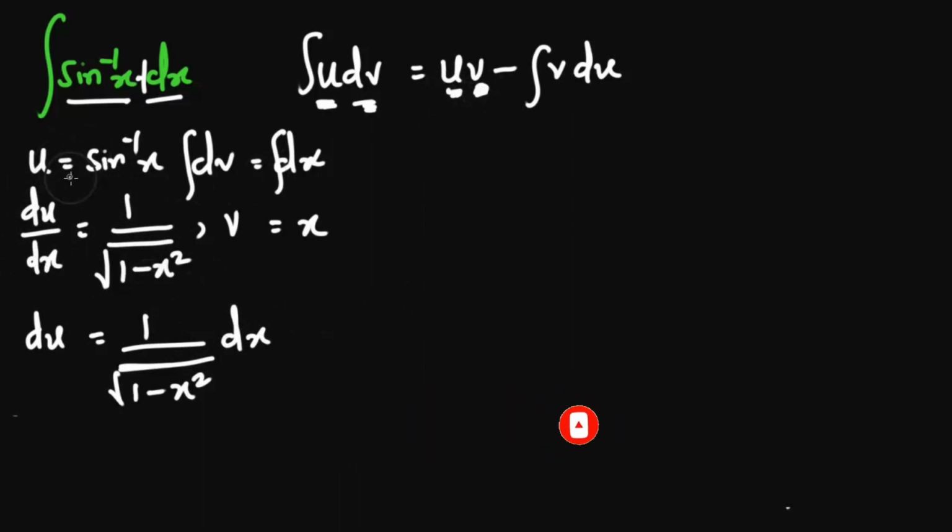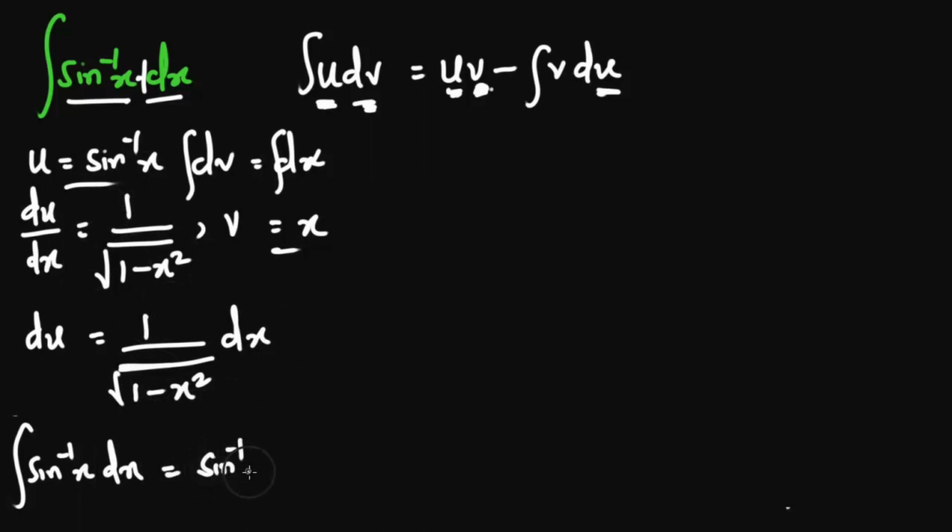So now we have u, we have v, and we have du. What we'll now do is substitute into the formula. The integral of the sine inverse of x dx is going to be equal to u, which is sine inverse of x, multiplied by v, which is x. So this is going to give us x sine inverse of x. So let's write that.